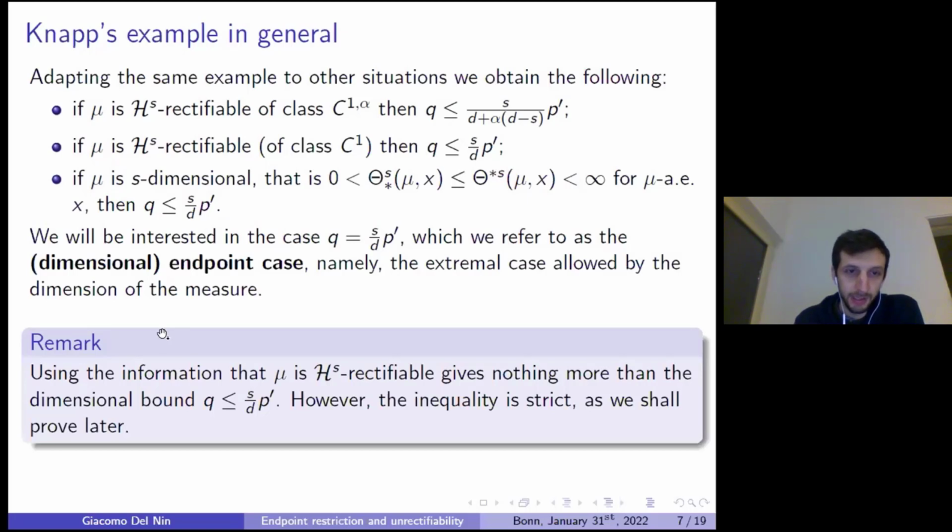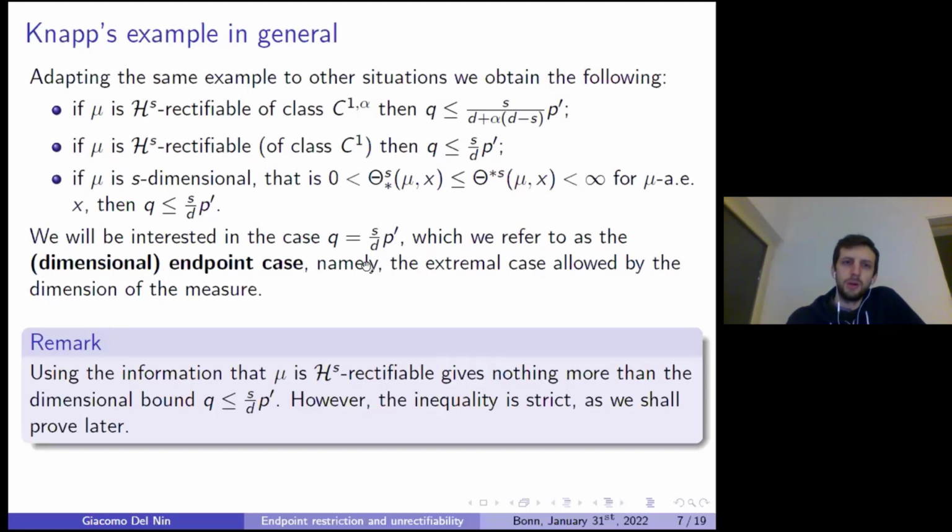And as I said, using the information that the measure is rectifiable gives nothing more than just the information on the dimensional bound. But as we will see, actually, in the case where the measure is rectifiable, the endpoint exponent cannot be reached. So there is a strict inequality. And this is more or less the theme of the talk.